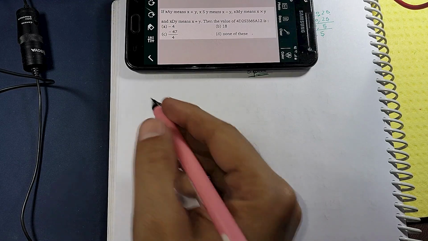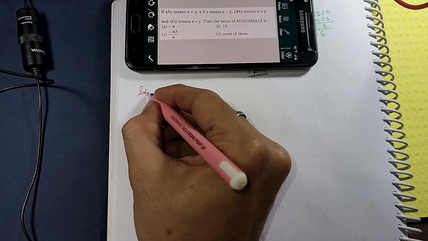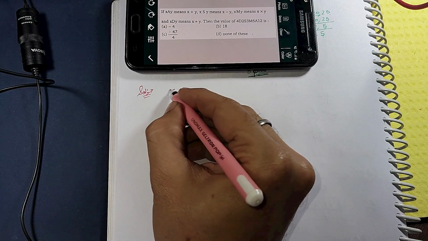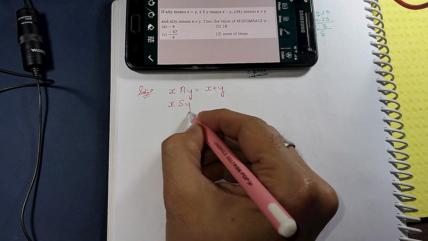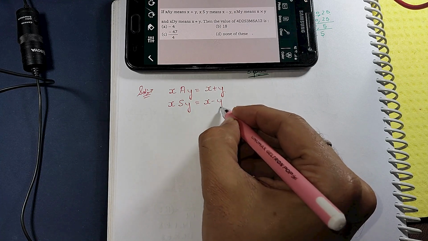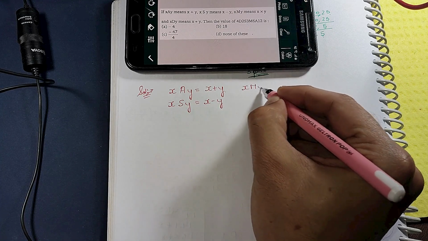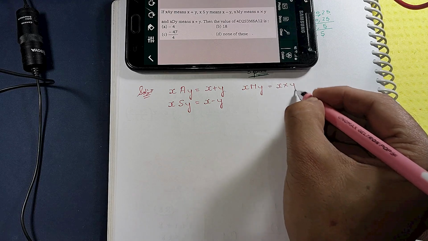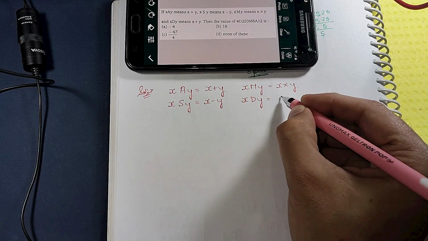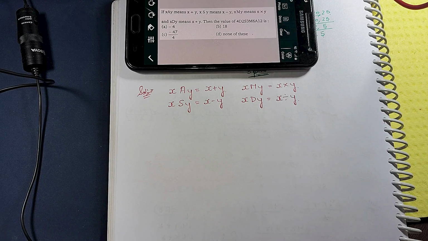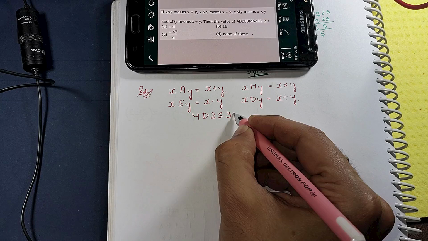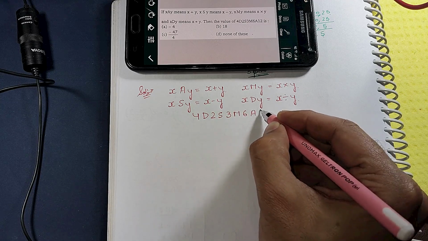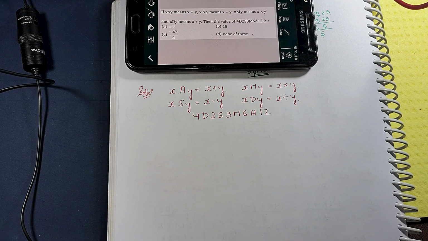simultaneously. If XAY means X plus Y, so basically X addition Y. So this refers to X plus Y. XSY, so that is X subtract Y, so X minus Y. Now XMY, so that means X multiplied by Y. And XDY means X divided by Y. Then the value of 4D2S3M6A2 is. So we need to find the value of this using the code given above.